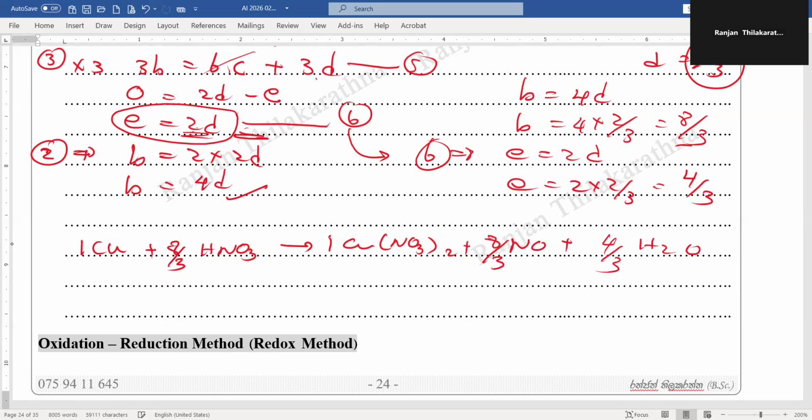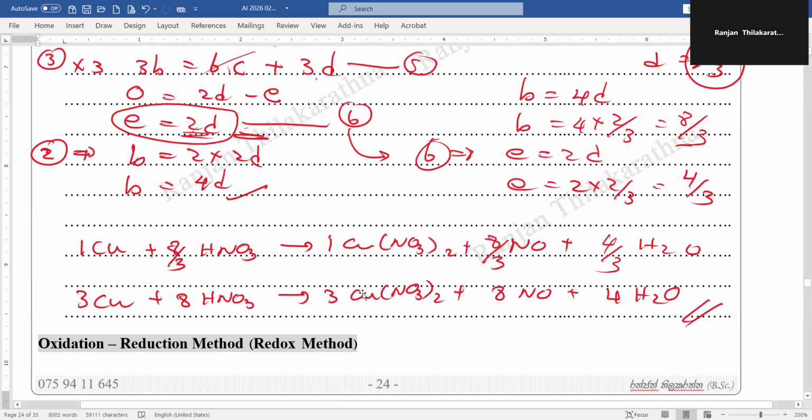Now we know that stoichiometric numbers have to be whole numbers. Therefore, I can multiply everything by 3. So 3 Cu plus 8 HNO3 will give us 3 copper nitrate plus 2 NO plus 4H2O. So this is the balanced equation. Did you get that? Hope that this is easy.